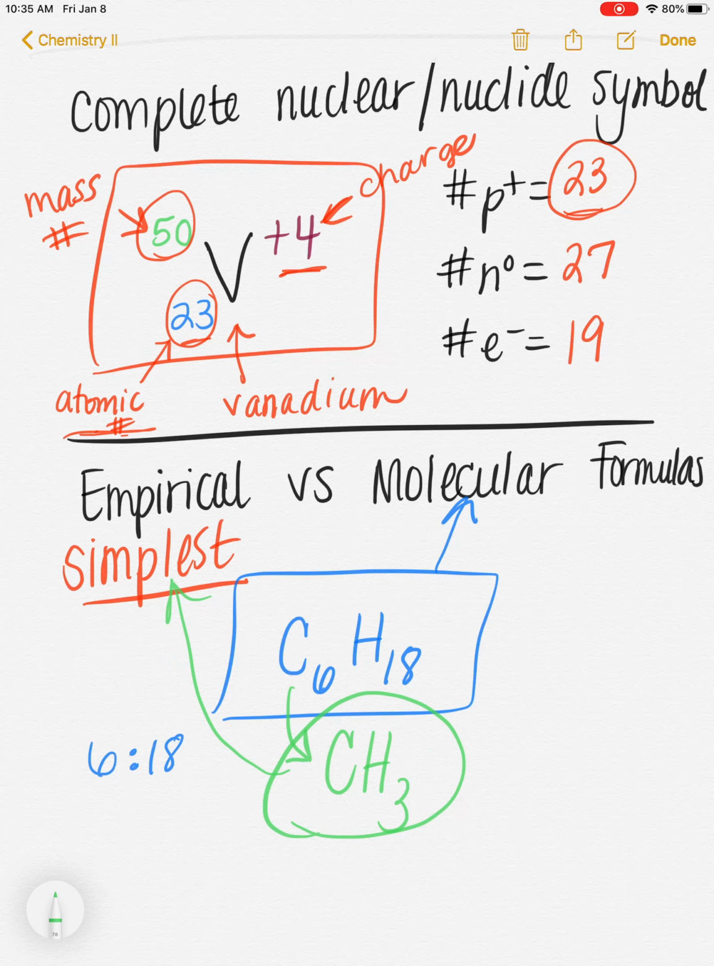I hope this helps you to better understand the concepts of Chemistry 1 and to complete today's assignment.